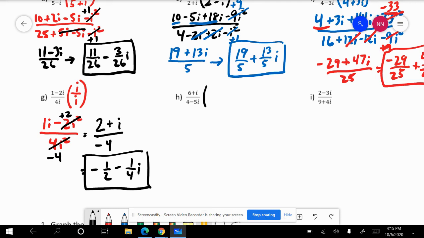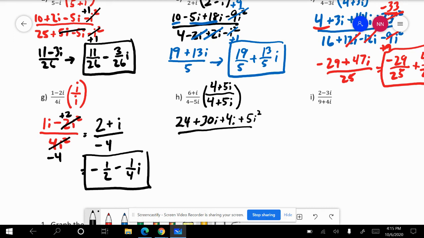Remember, when we have a binomial in the denominator, we multiply it by its conjugate. Six times 4 is 24. 6 times 5i is 30i. i times 4 is 4i. And i times 5i is 5i squared.